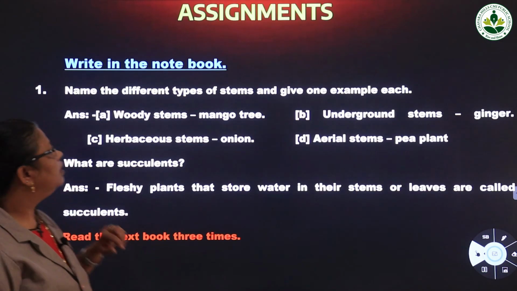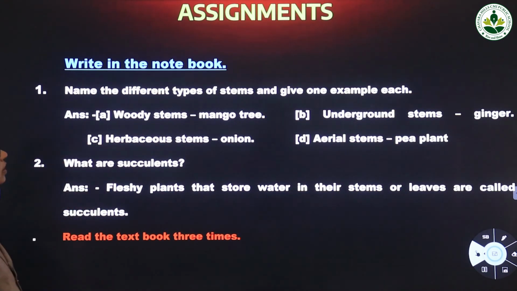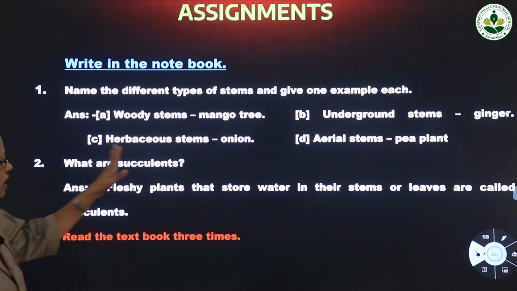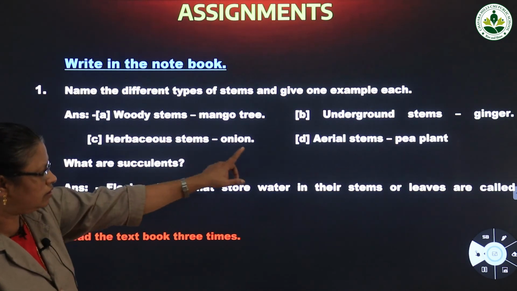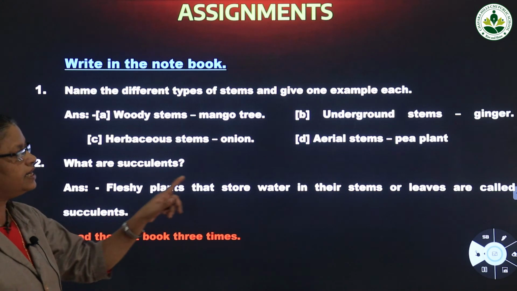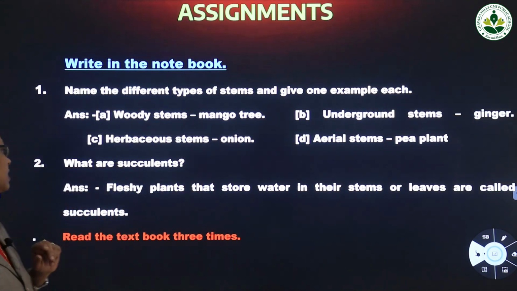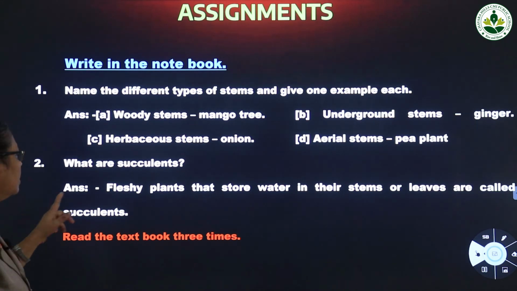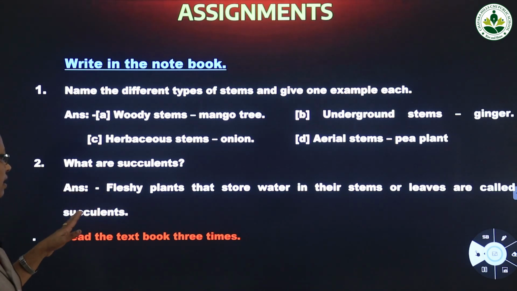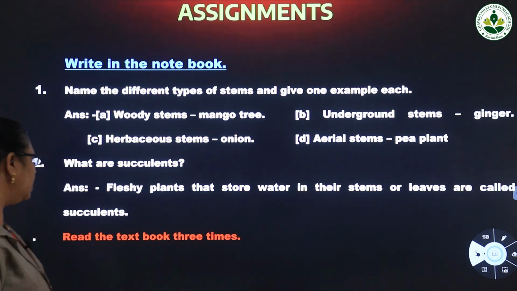Okay. Then today's assignments. You have to write these questions in the notebook. Name the different types of stems and give one example each. First one, woody stem, mango tree. Underground stem, ginger. Herbaceous stem, onion. Aerial stems, pea plant. You have to write the names and also one example. And second question, what are succulents? Succulents are fleshy plants that store water in their stems or leaves.